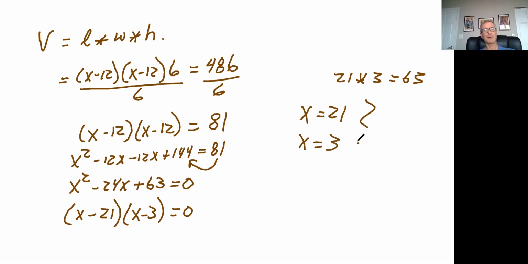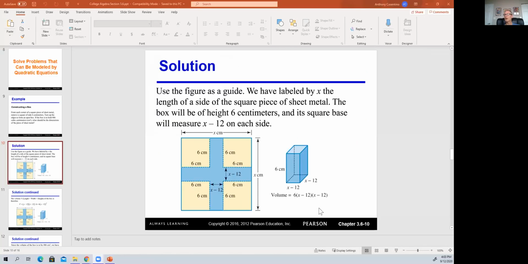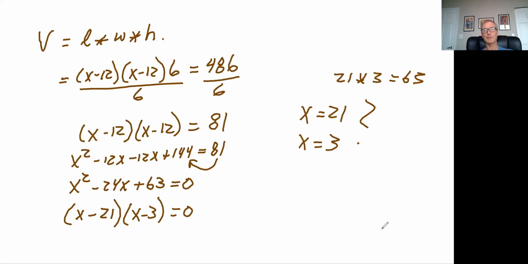So are they both true? And how do we check that? Well, the best way to do that is to go back to our original figure. And you could see that if we plug in 3 for X, what do we end up with for the base? Well, it'd be 3 minus 12, which would be minus 9, which makes no sense. So you could see that the only number that makes any sense is 21. And when you plug that back in there for the base, 21 minus 12 would give us 9. So now we have a positive number for the base, which is important. To decide what value works and which doesn't, you can't have a negative length for a base. So X equals 21 centimeters.